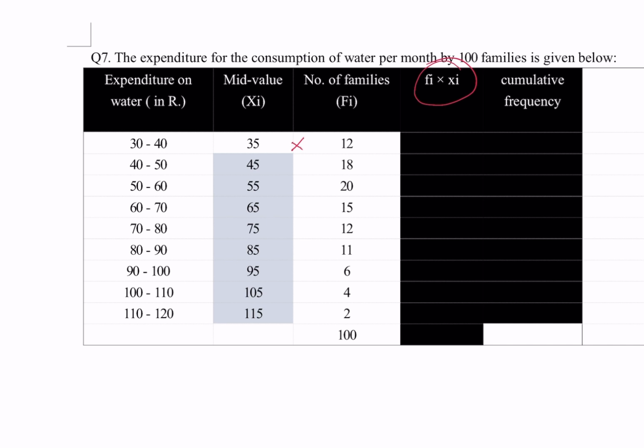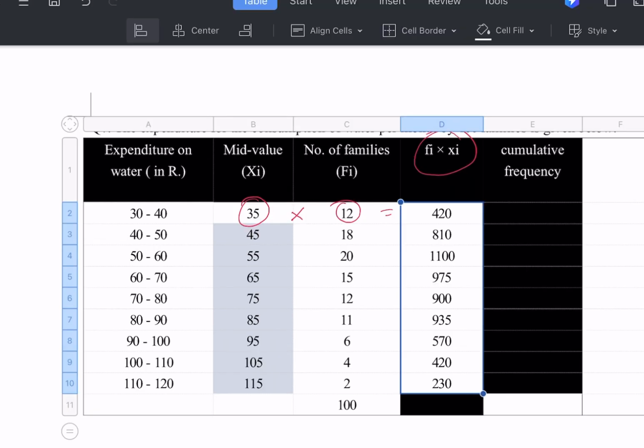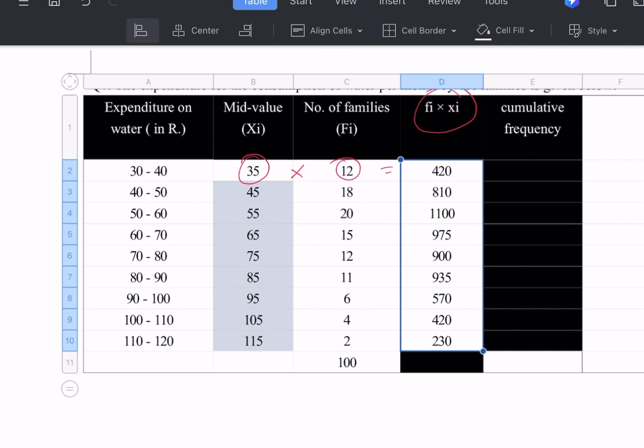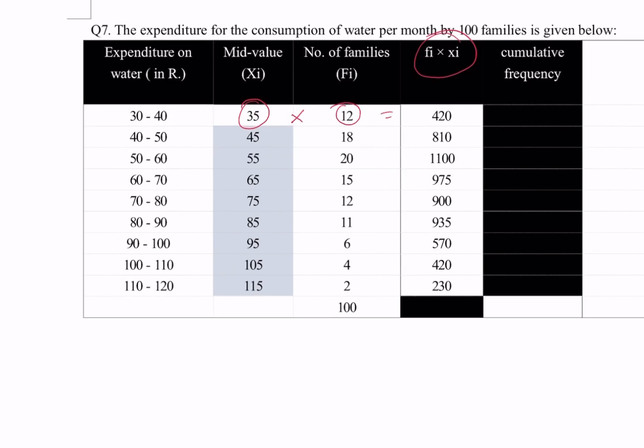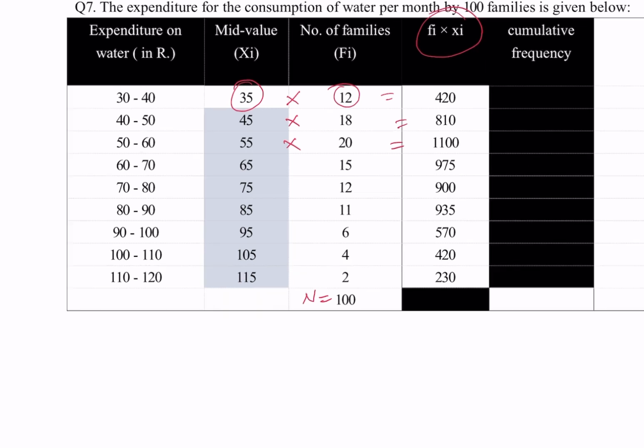We just need to multiply these two. 35 into 12, then we will get some values. Let us try to get all those values one by one. Okay, we got these values. I have multiplied them for you. 35 into 12, we get 420. Then 45 into 18, we get 810. And 55 into 20, we get 1100. So when we multiply one by one, we will get up to here.